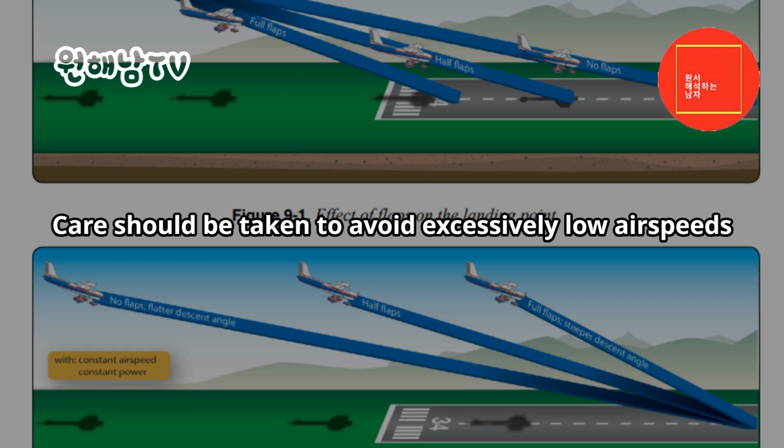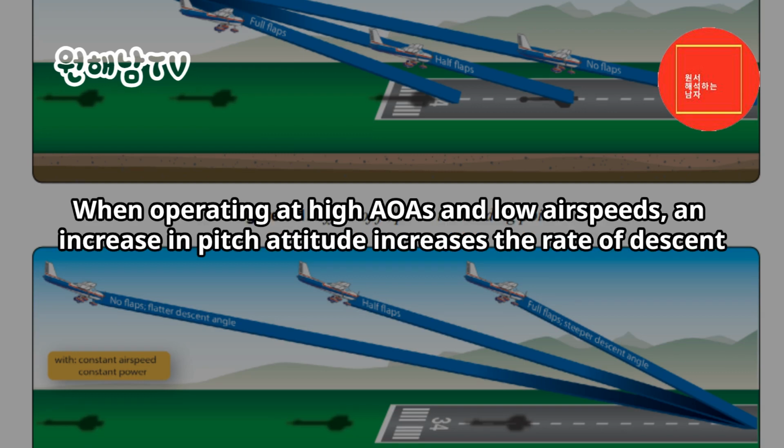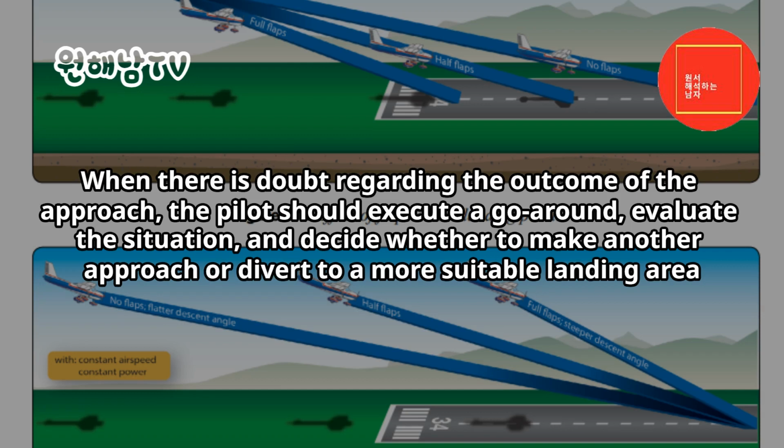Care should be taken to avoid excessively low airspeeds. When operating at high AOAs and low airspeeds, an increase in pitch attitude increases the rate of descent. When there is doubt regarding the outcome of the approach, the pilot should execute a go-around, evaluate the situation, and decide whether to make another approach or divert to a more suitable landing area.